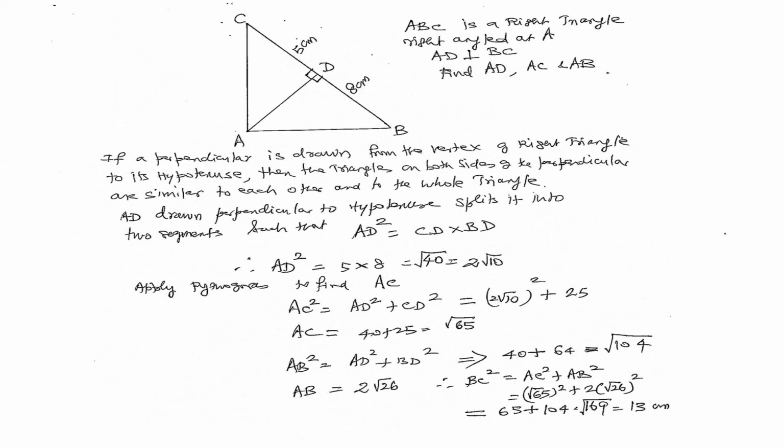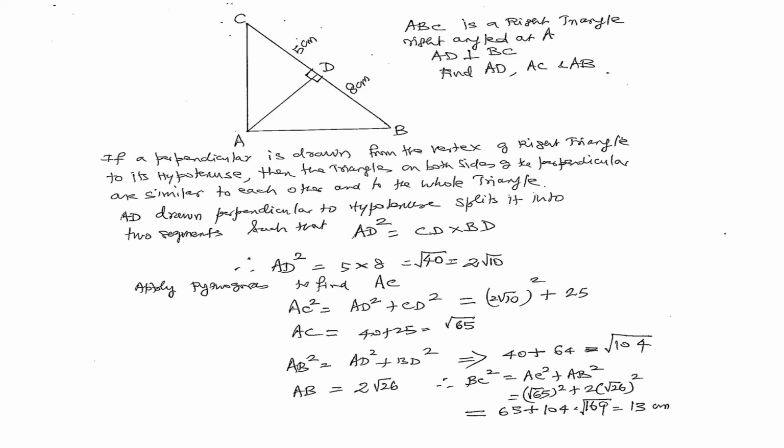Following the theorem, we have a right angle triangle ABC right angled at A. AD is drawn perpendicular to BC. Find the length of AD, AC and AB. If a perpendicular is drawn from the vertex of a right angle triangle to its hypotenuse, then by the theorem, the triangles on both sides of the perpendicular are similar to each other and to the whole triangle itself. AD is drawn perpendicular to the hypotenuse BC. It splits it into two segments such that AD squared is equal to CD into BD by theorem.